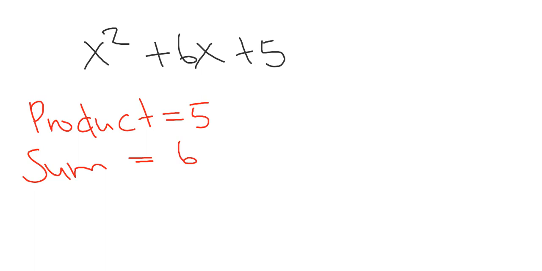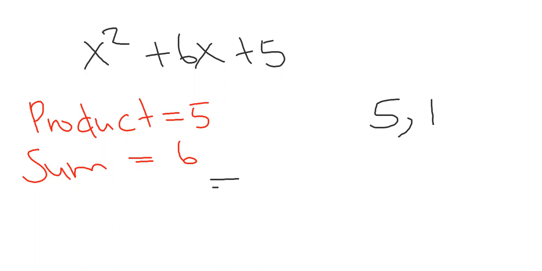I repeat, look for two numbers. You multiply them, they give you a product of 5. And then those very same numbers, you add them, they give you a sum of 6. Just find a way of finding those numbers. So those numbers are 5 and 1. 5 times 1 gives us a 5. 5 plus 1 gives us a 6.